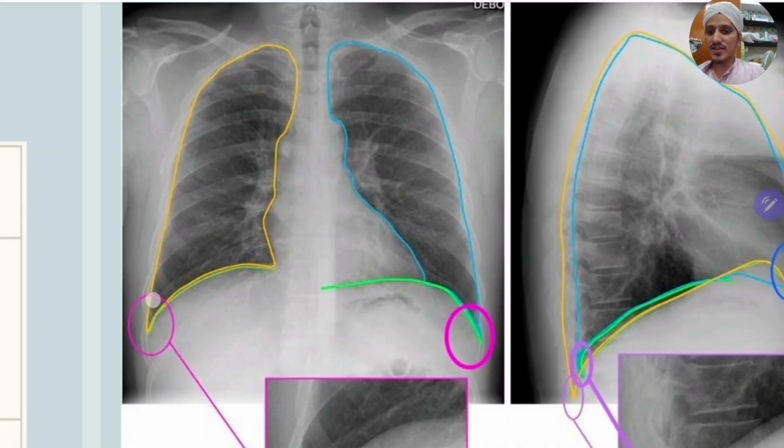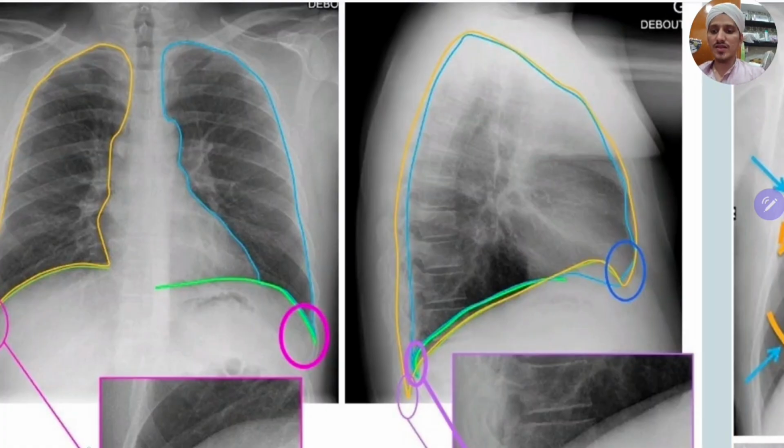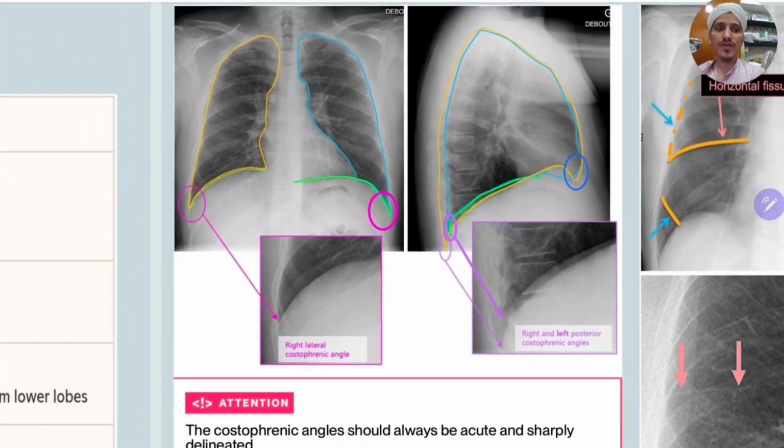Now you see these angles, so these are normally acute. That's what we need to see in the pleura, okay. So we have seen the soft tissues and bones, and we have seen the pleura. You see the pleura here also, and in the lateral chest you will also see these angles. Just remember this one, okay. Now we'll move forwards.